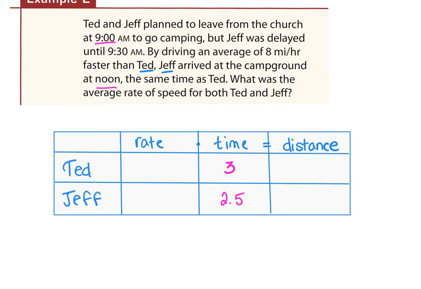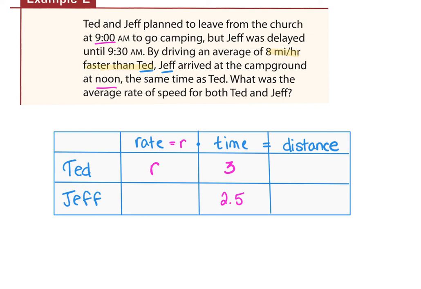Well, I don't know how fast they were going, do I? It does not give me the rate. So I am going to say that rate is going to be represented by the letter R. All right? Do I know how fast Ted was traveling? I do not, right? Do I know how fast Jeff was traveling? I do not, but they did tell me something about Jeff, didn't they? He was going 8 miles an hour faster than Ted. So if I were to take Ted's rate, what would I do to it to figure out Jeff's rate? I would add that 8 miles an hour, right?